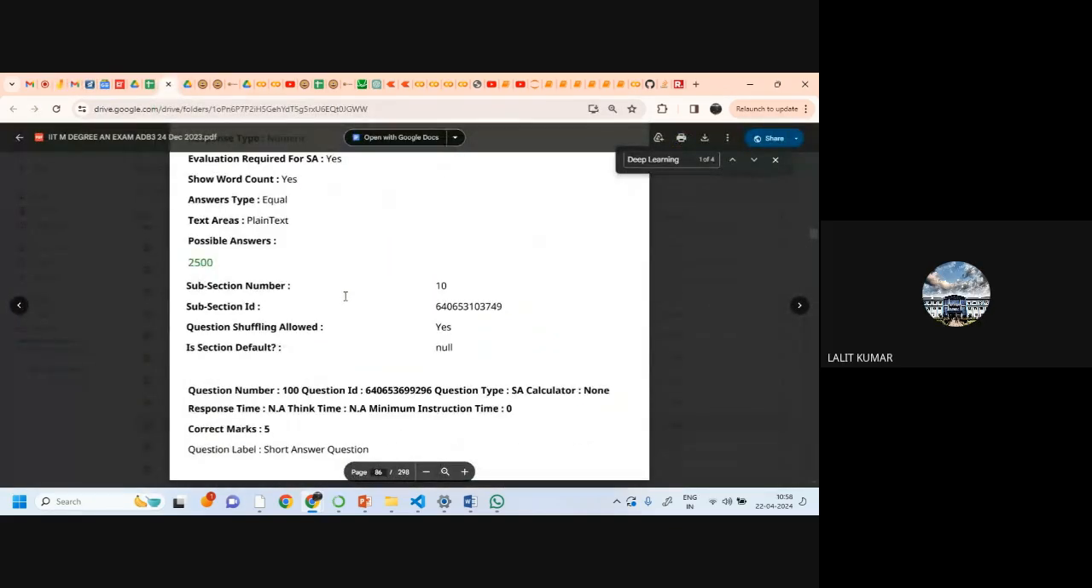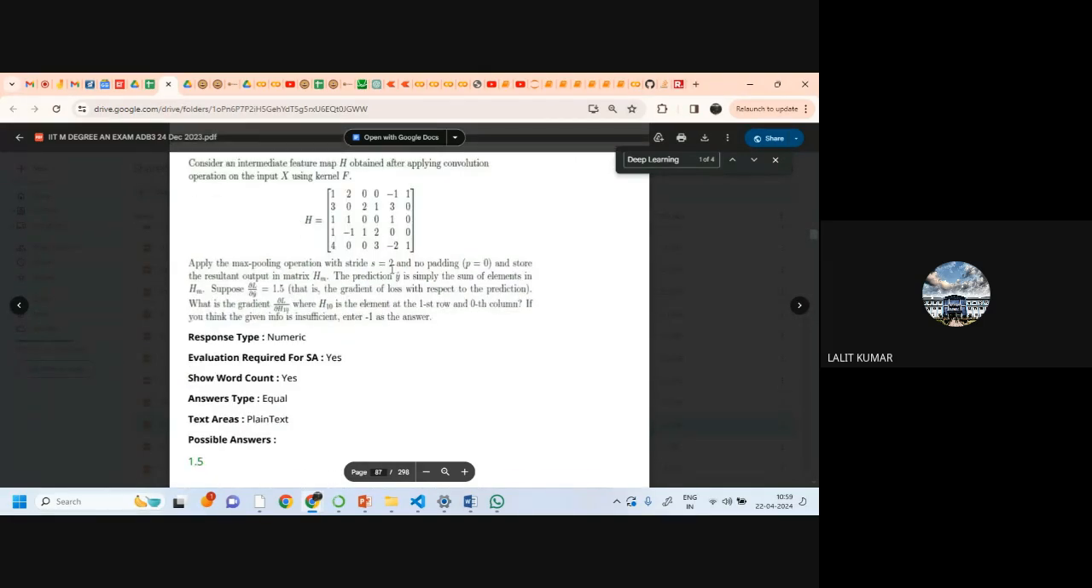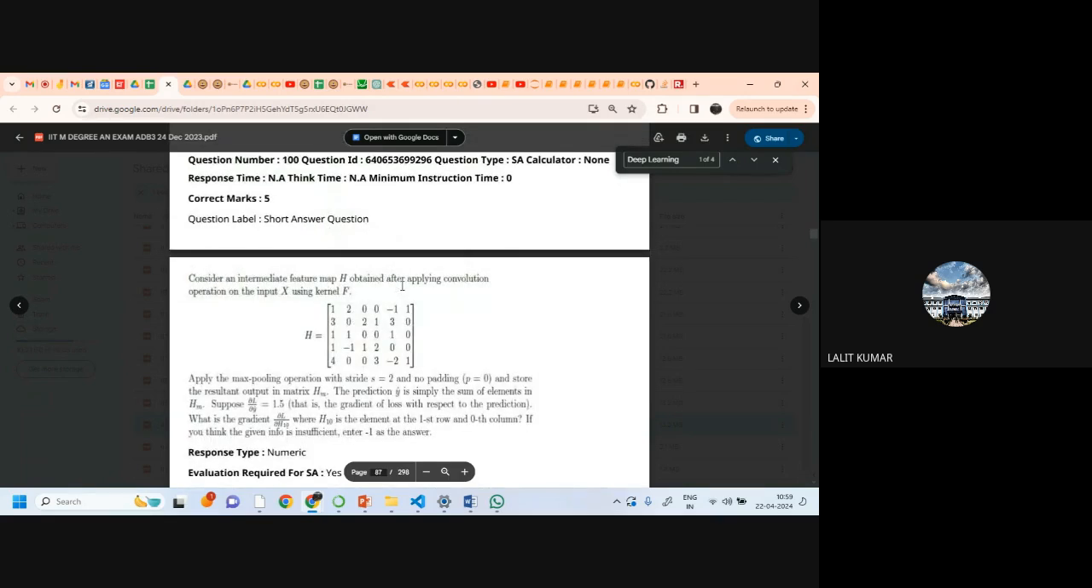Okay, we come to the next question. Consider an intermediate feature map H obtained after applying convolution operation on the input X using kernel F. Apply the max pooling operation with the stride S equal to 2 and no padding P equal to 0, and the resultant output in matrix. This question has a problem. I had asked for clarification in the discourse and they clarified that this is an incorrect question.